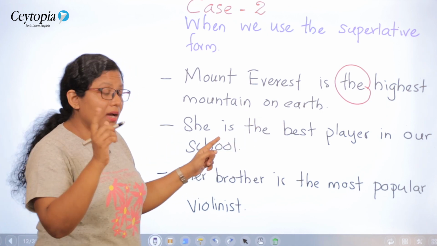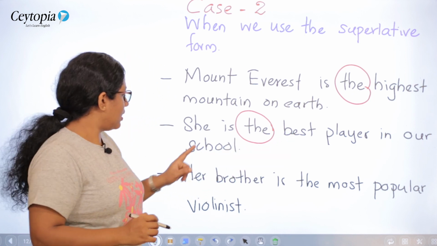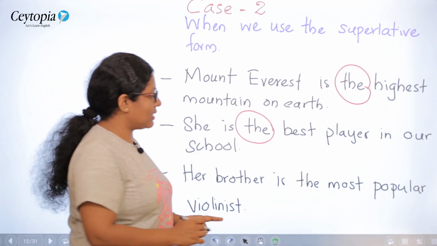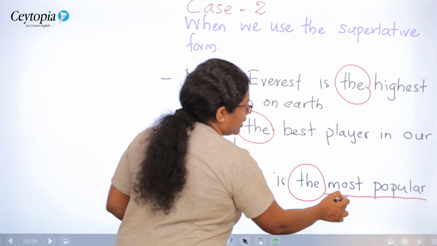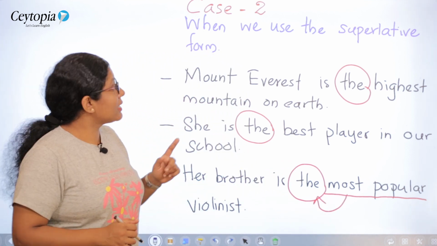She is the best player in our school. Best, superlative form. Her brother is the most popular violinist. Most popular. You use "the" before the superlative form. The most popular violinist.